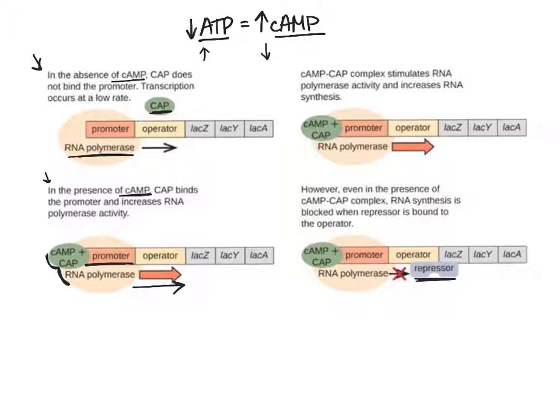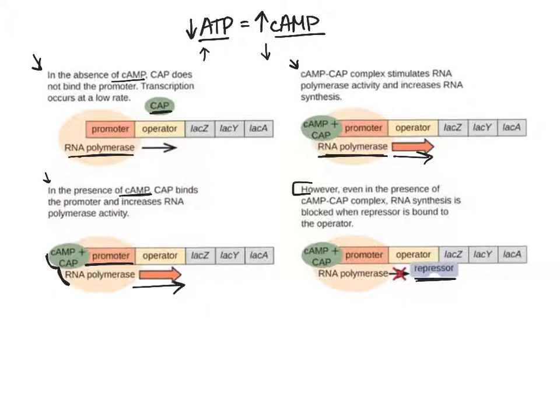So then if we look on the right-hand side here, we're putting this together with the repressor. So up in the top here, our cAMP plus CAP complex is going to stimulate RNA polymerase activity and increase RNA synthesis, right? So we already said that our RNA polymerase is now going to be able to go down this operon and make all of these enzymes, increasing the RNA synthesis. So we do have to take into consideration the repressor, though.